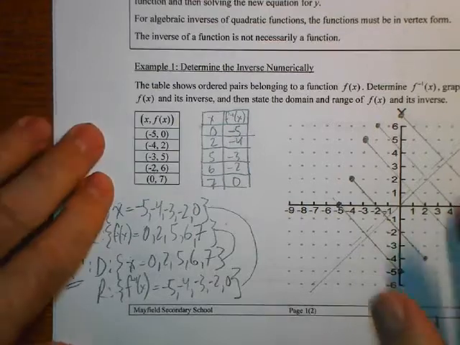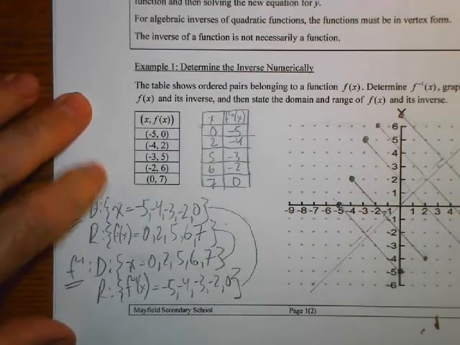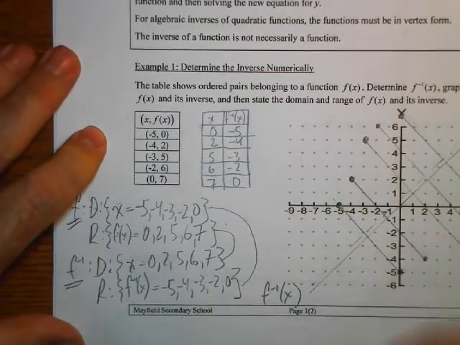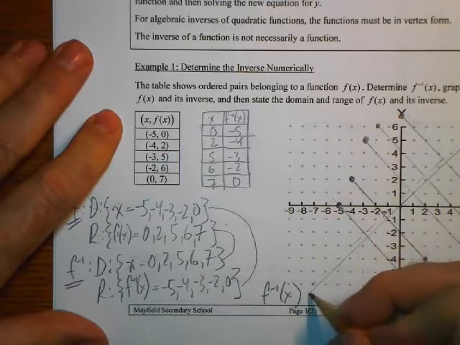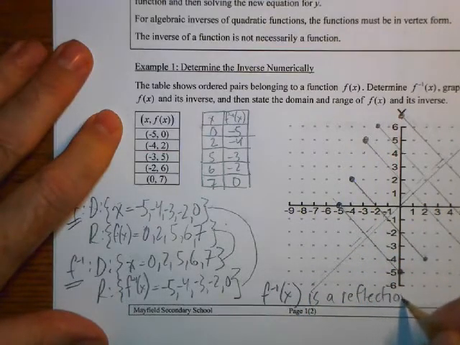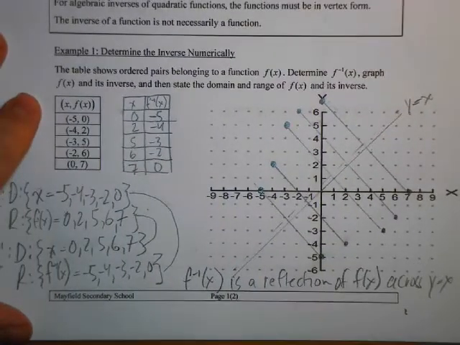Okay, and just to add a little something here, f inverse of x is a reflection of f of x across y equals x, the line y equals x. There you go. Okay, so that's what happens when you graph a function and its inverse.